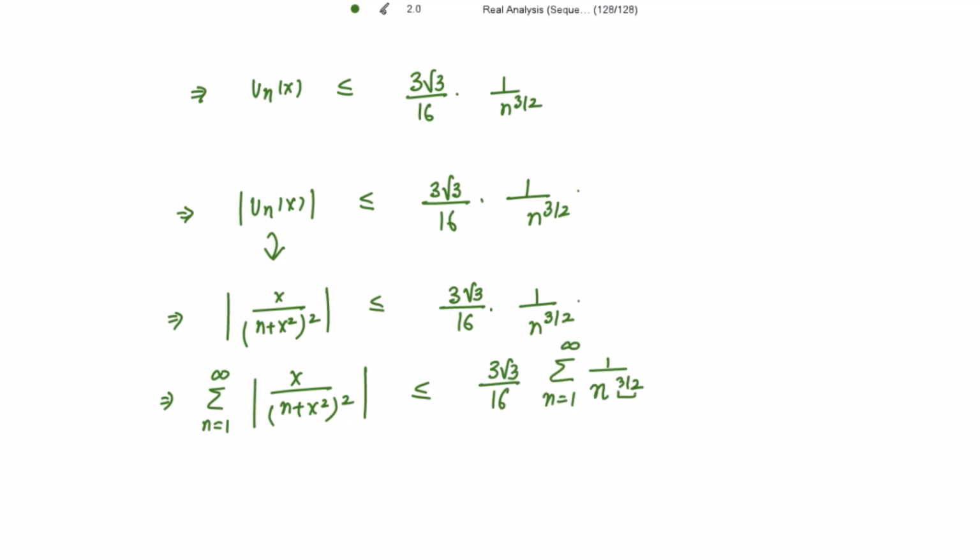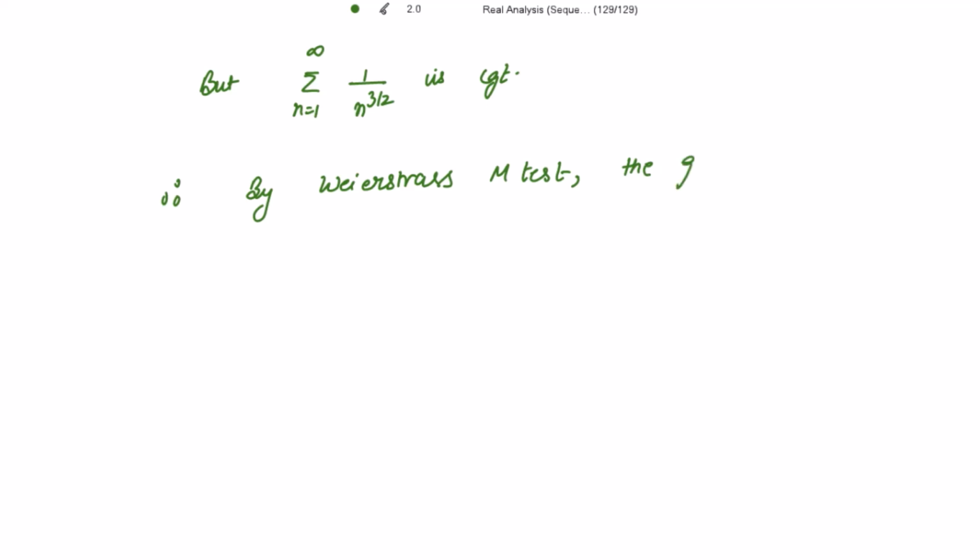Now let's check, is this power strictly less than 1 or greater than 1? Yes, 3 by 2 is greater than 1. And because the power is greater than 1, this series is convergent. So summation n going from 1 to infinity 1 divided by n to the power 3 by 2 is convergent. So therefore, by Weierstrass M-test, the given series is uniformly convergent. So it converges uniformly for all x. Thank you.